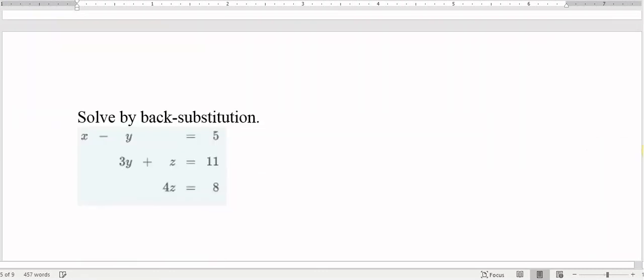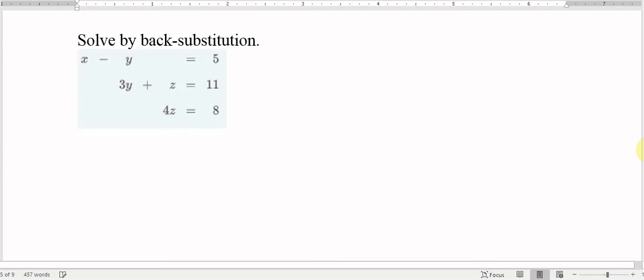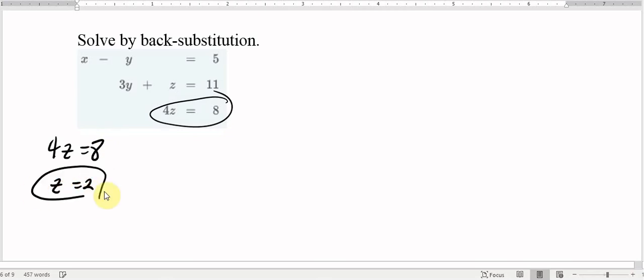So here we could talk about solving by back substitution. Notice that we have three equations. The first equation has two unknowns. The second equation has two unknowns. This last equation only has one unknown. So from there, I can solve for z. If 4z is equal to 8, that implies that z is equal to 2.